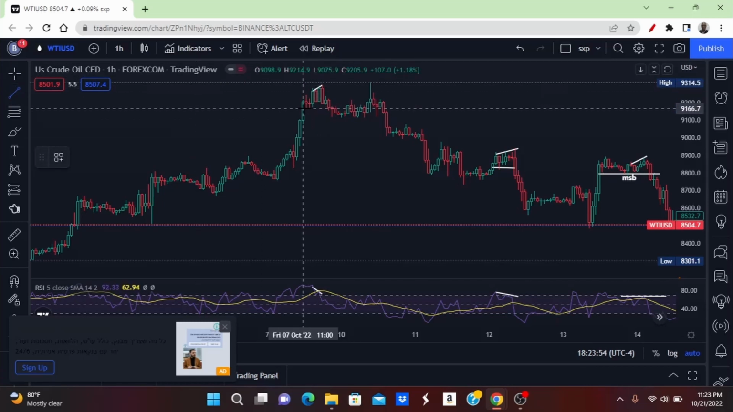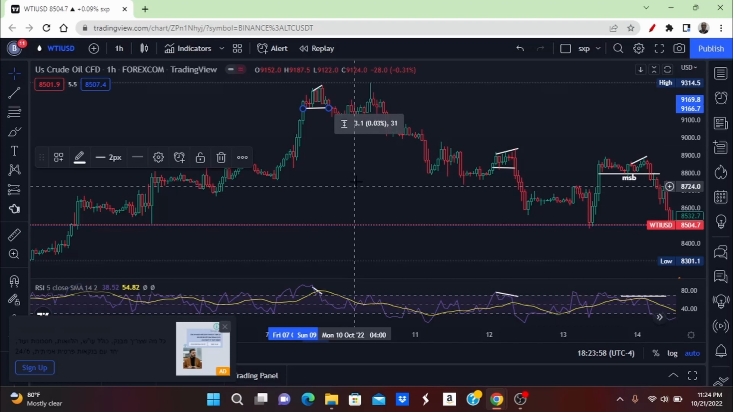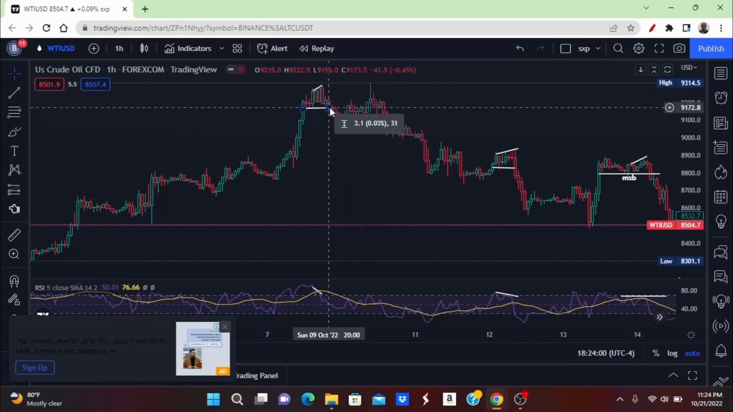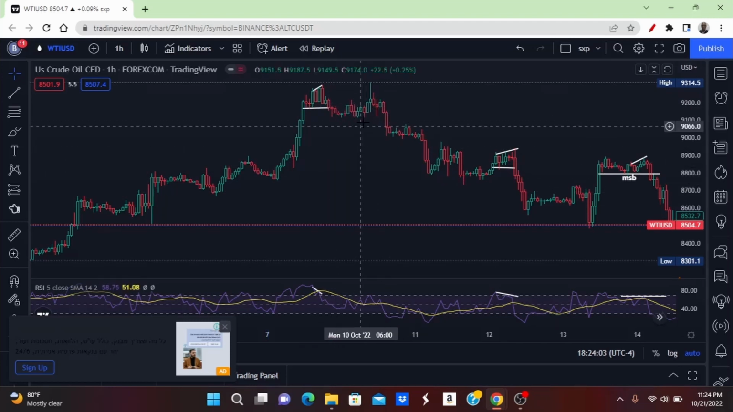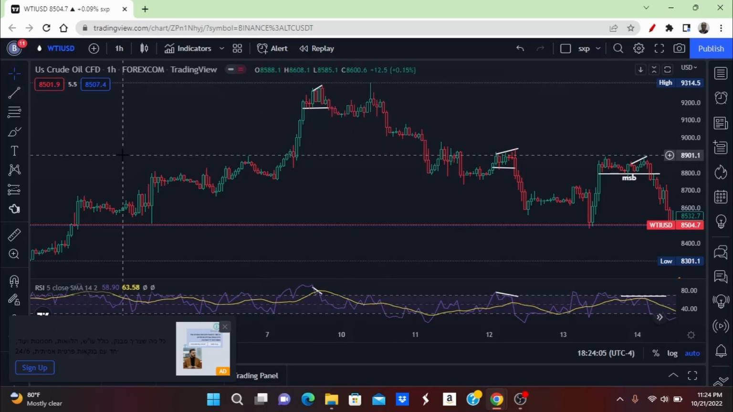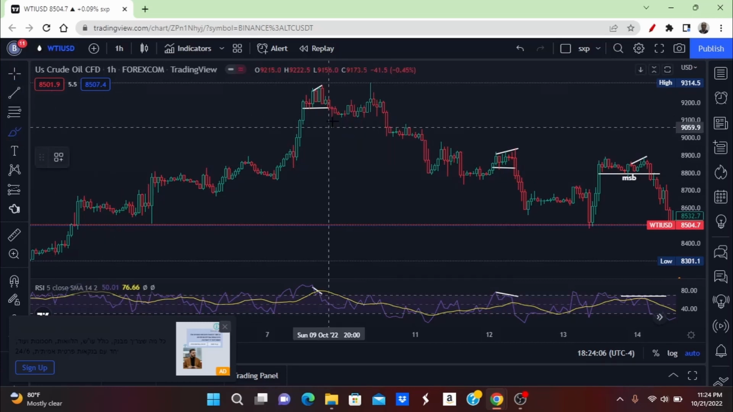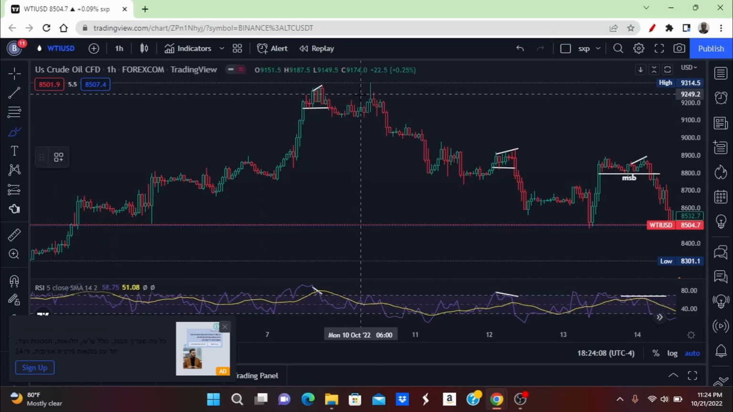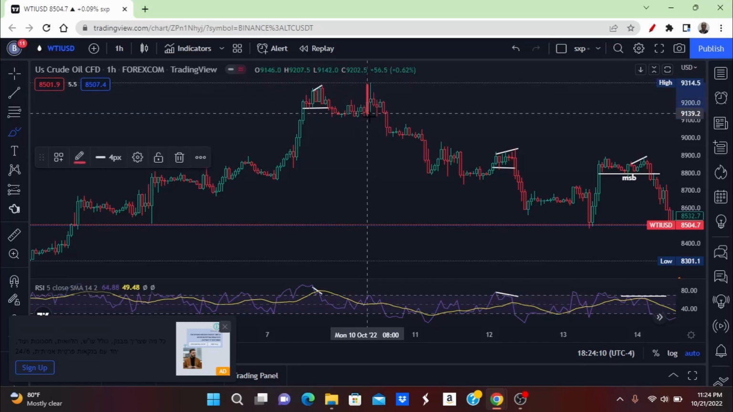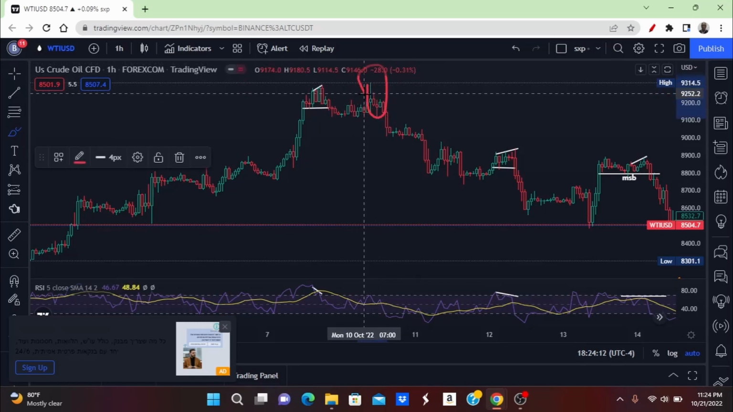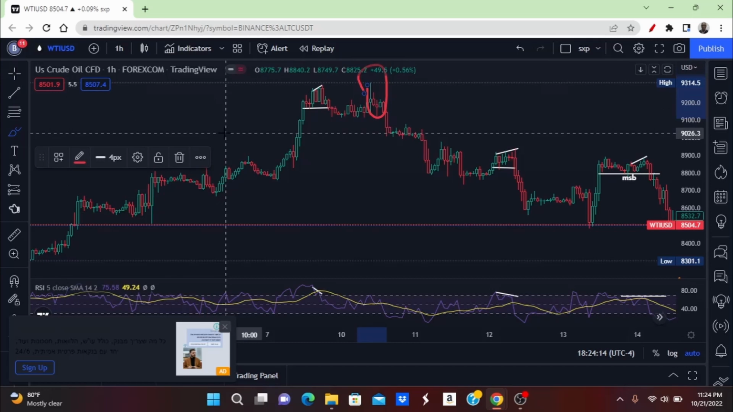But guess what? Look at the candle that broke structure. There was no momentum in that candle. Look at it right here. There was no momentum in that candle. And guess what? Price came right here and took away everybody that entered the trade. Everybody. This green candle took away everybody that entered the trade.